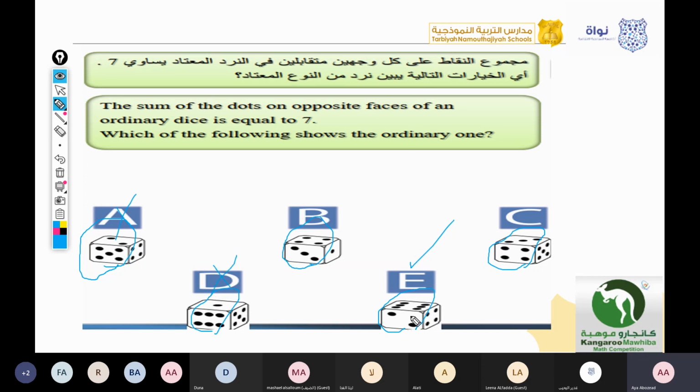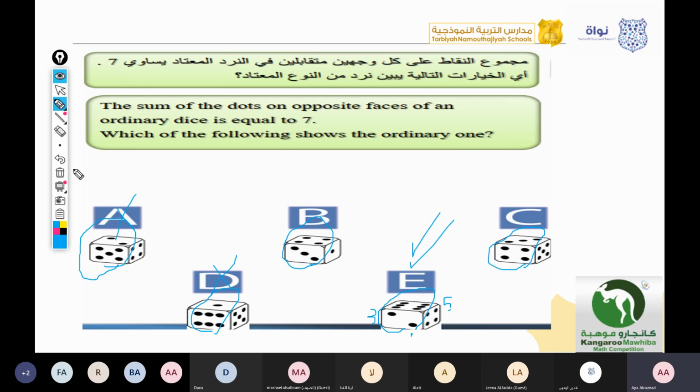Only from here, if you found 4, here you will find a 3 on the side. Down, it's going to be 1. And on the other side will be 5. So when you collect up and down 7, in front of you and behind, 2 and 5 will be 7. 4 and 3 will be 7. So the only ordinary one is E. Thanks to all of you. I think all of you solved this correctly.